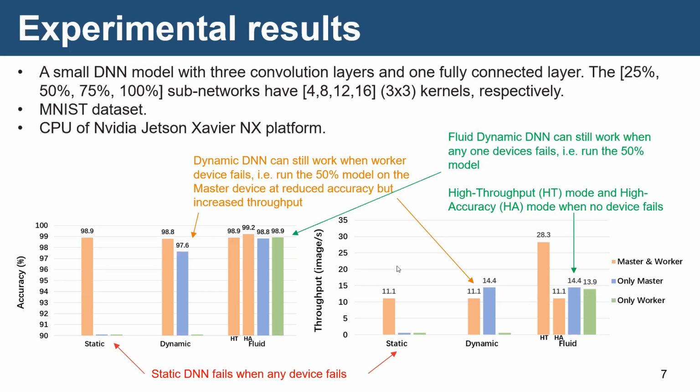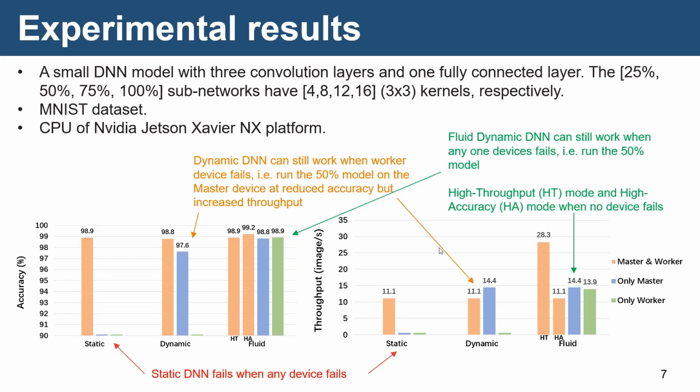For the fluid dynamic DNN model, because the master device holds the bottom 50% of the model weight and the worker device holds the upper 50% of the model weight, they can both run the inference independently. So in this case, when any one device fails, the other device can still run the inference. But of course, because they hold 50% of the model weight, they will run at reduced accuracy, and due to the removal of communication overhead, the throughput is boosted a little bit.